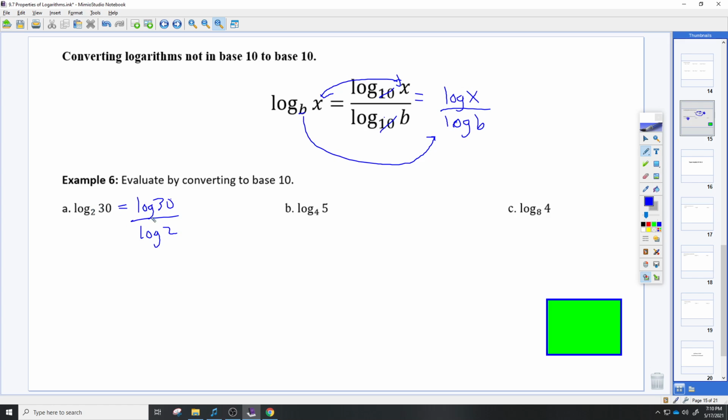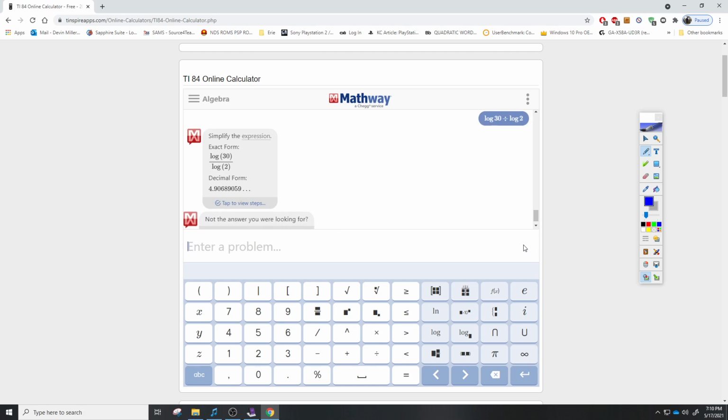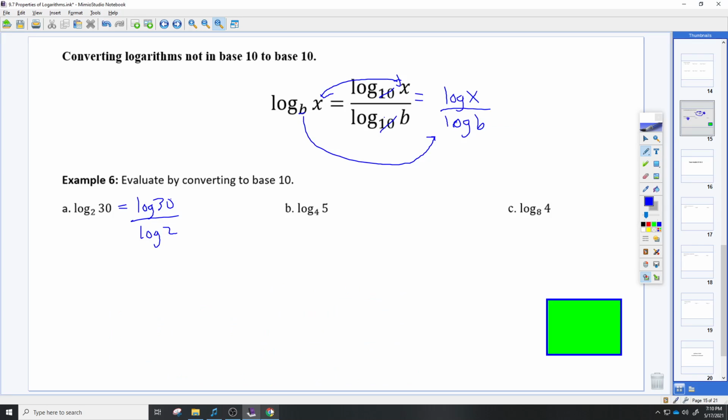Okay, so let's try this one first, then we'll see if it's the same answer. Log 30 divided by log 2. So log, whoops, I typed it in twice. Log 30, and then divided by log 2. So that would be 4.9-ish, 4.91.